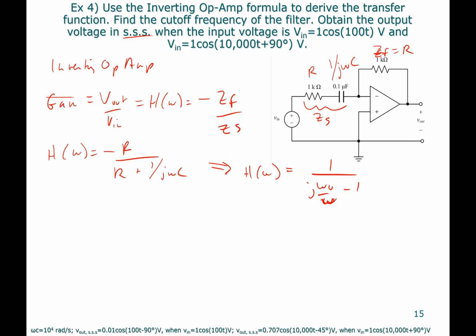And then they're asking you to find, what's the output voltage sinusoidal steady state time waveform when the input voltage is 1 cosine of 100t versus 1 cosine of 10,000t with a 90-degree phase shift. And what you would do is just plug in the values of your phasors, right? So when omega equals 100 radians per second, that's your V in. And your V out is just going to be your V in times the system response at the frequency of your input phasor.